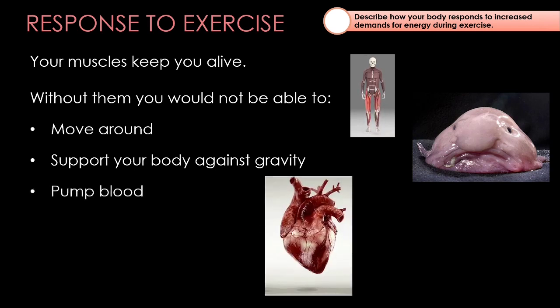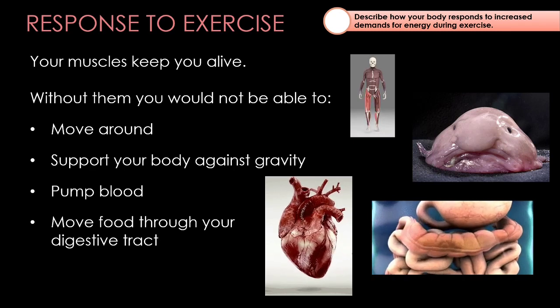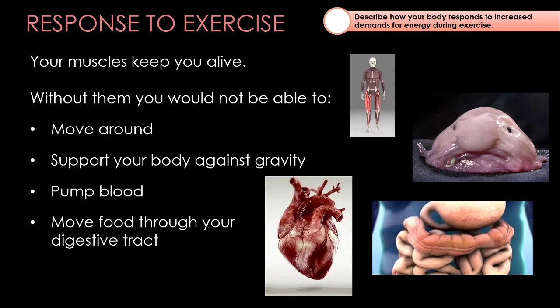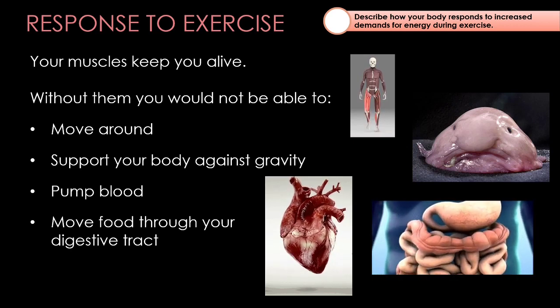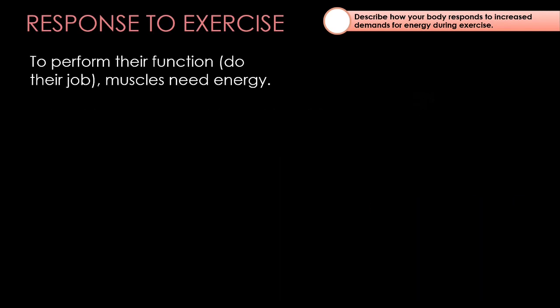You wouldn't be able to pump blood. Your heart is made almost entirely out of muscle tissue. Without muscles, you wouldn't be able to pump blood. And you wouldn't be able to digest your food terribly well. By the process called peristalsis, food moves through your intestines. So your muscles are very important, and they require a fair amount of energy to do their job. When we say in science something is performing its function, we mean just doing its job.